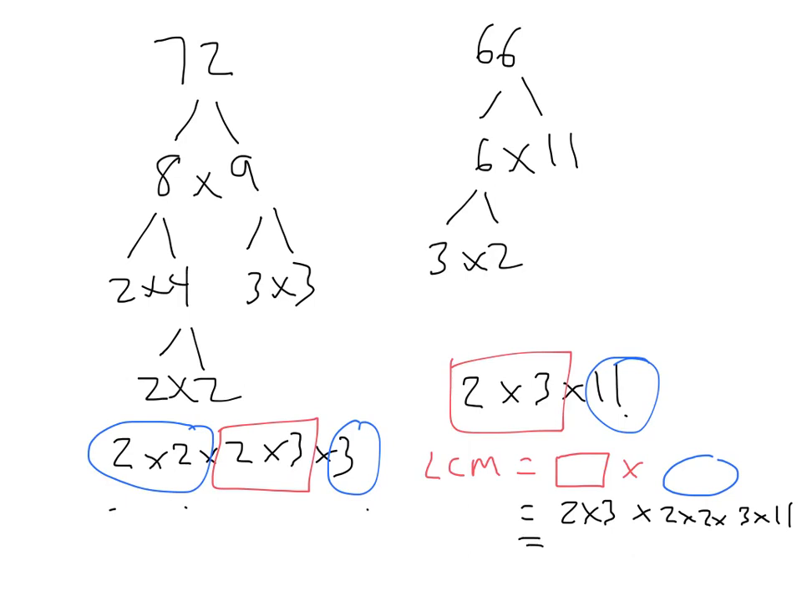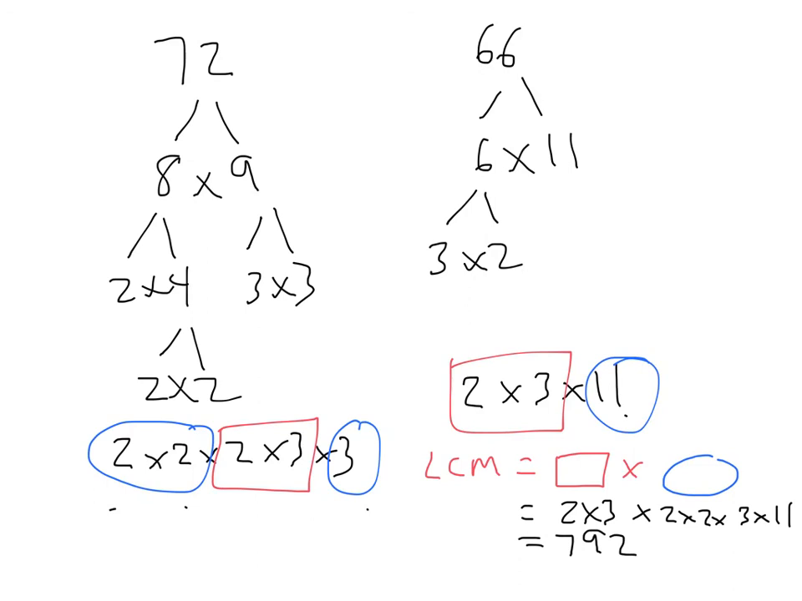Then you just multiply it all out. 2 times 3 is 6, times 2 is 12, times 2 is 24, times 3 is 72, times 11 is 792, I believe. And that's pretty much it for finding that.